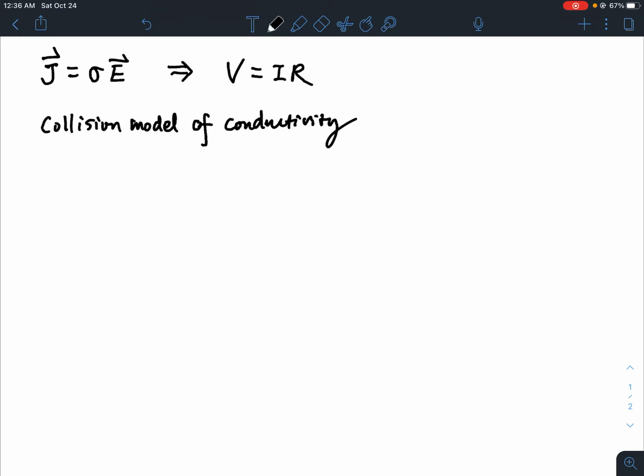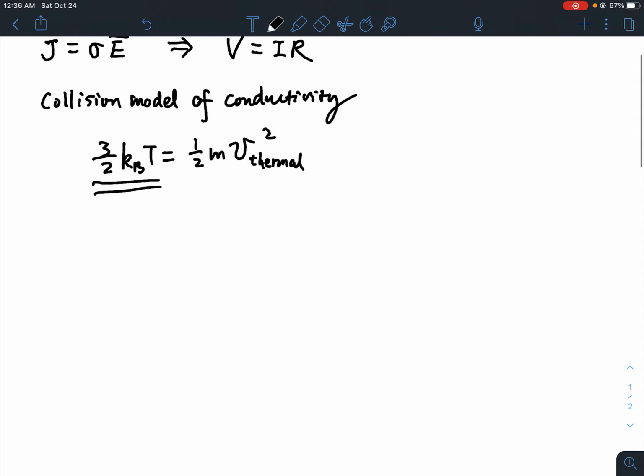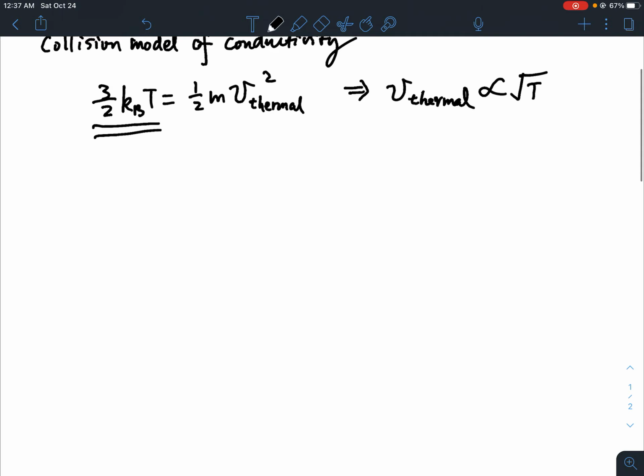From the equipartition of energy theorem, we have 3/2 k_B T equals 1/2 m v_thermal squared. You can learn this in thermal and statistical courses. From here we can calculate the thermal speed, which is proportional to the square root of the temperature.